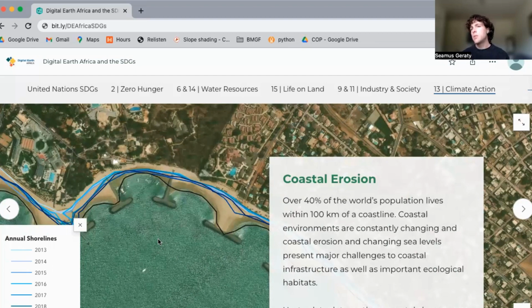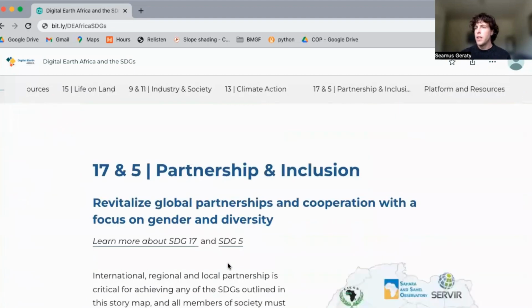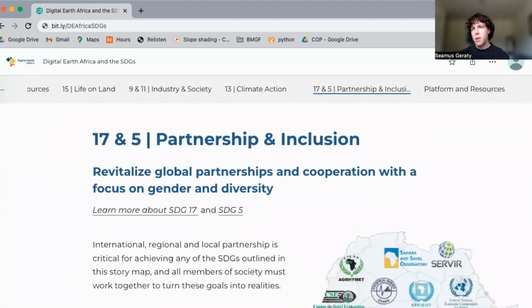Providing this near real-time feedback and monitoring and evaluation data is critical for a lot of these programs. To round us out, I'm just going to take my last couple of moments talking about goals 17 and 5 in relation to Digital Earth Africa, which have to do with partnership and inclusion.